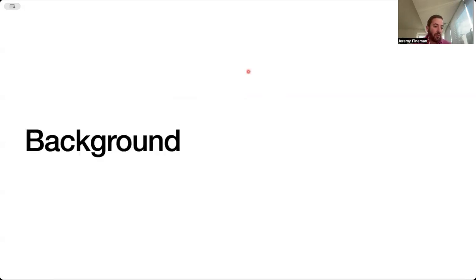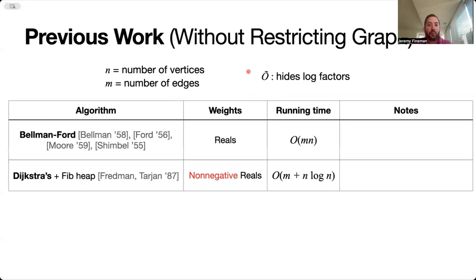Let me start with a bit of background. The shortest path problem has a pretty long history, but I'm only going to be highlighting a few things here. Throughout the talk, N is what I'm using to denote the number of vertices in the graph. M is the number of edges, and the O tilde notation hides log factors. So the classic solution for the general case of real weights that can be negative is due to Bellman and Ford, which has a running time of Mn.